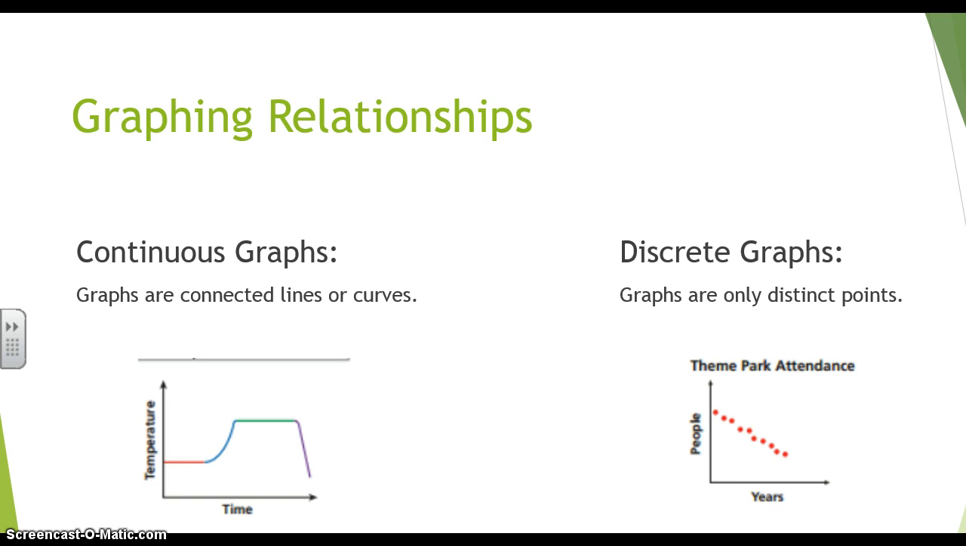You'll see continuous graphs, which are graphs that are connected with lines or curves. For instance, this first example has the curves and the lines going on with it. The next type of graph you would see would be discrete graphs, where it has only distinct points. So notice this graph is representing theme park attendance, the population of the people with the years. So become familiar with what continuous graphs look like and what discrete graphs look like.